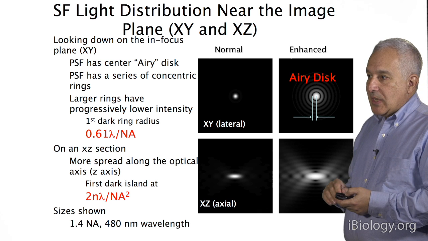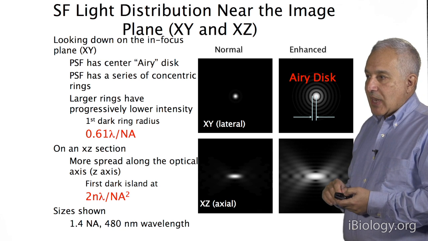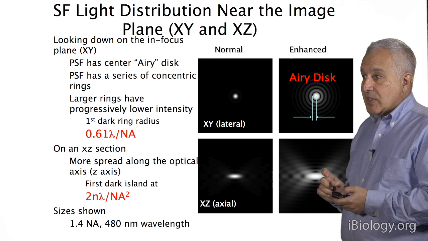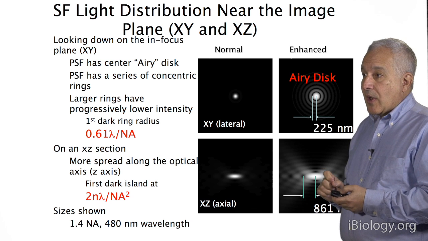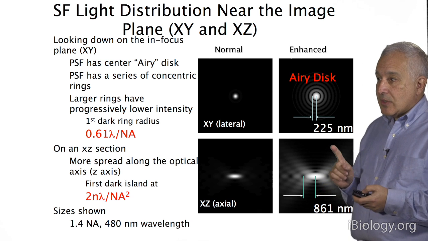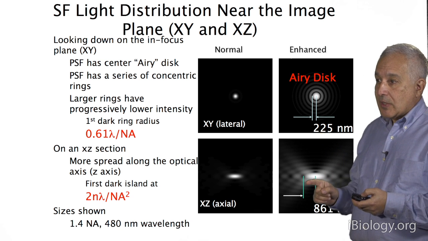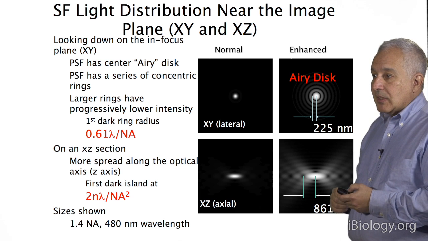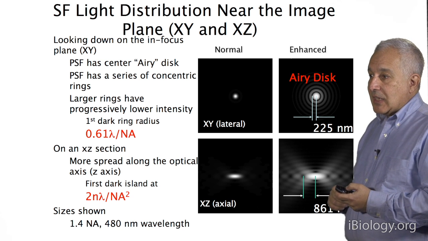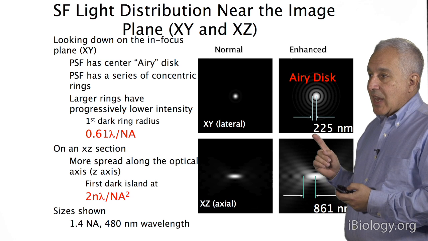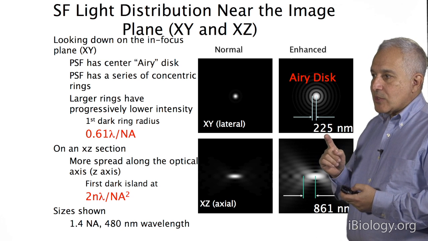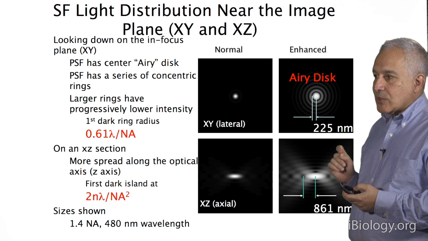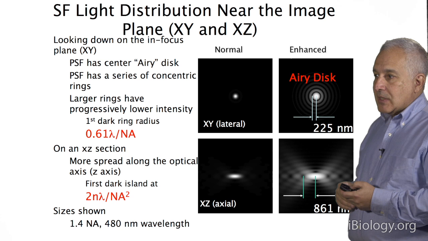So, can we use this to help us understand resolution in the light microscope? This 0.61 lambda over NA is the distance between the center and that first dark peak. These are the numbers calculated for a high numerical aperture lens, a 1.4 numerical aperture lens with light at 480 nanometers. You can see that the lateral resolution, and I'll explain why it's resolution in a moment, is 225 nanometers, whereas the z-axis resolution is 861 nanometers. Not nearly as good.